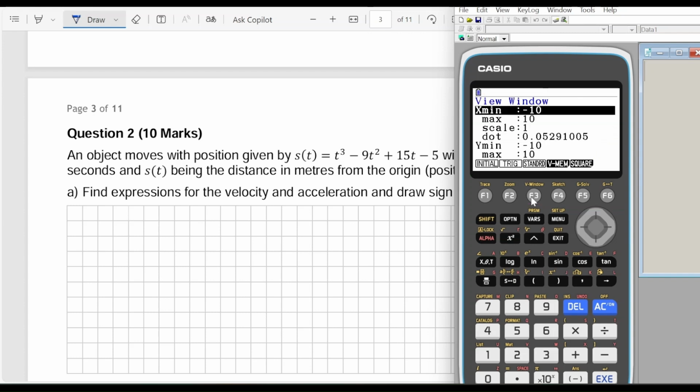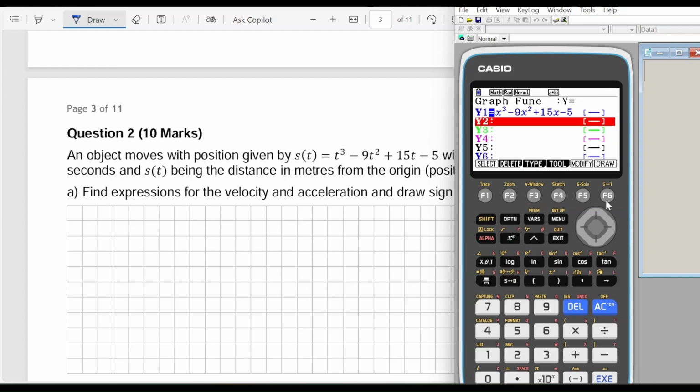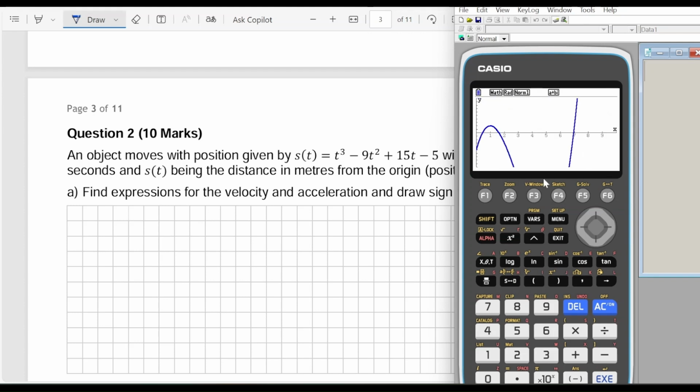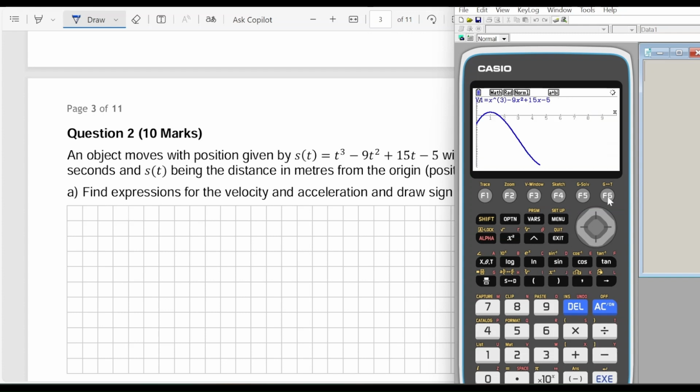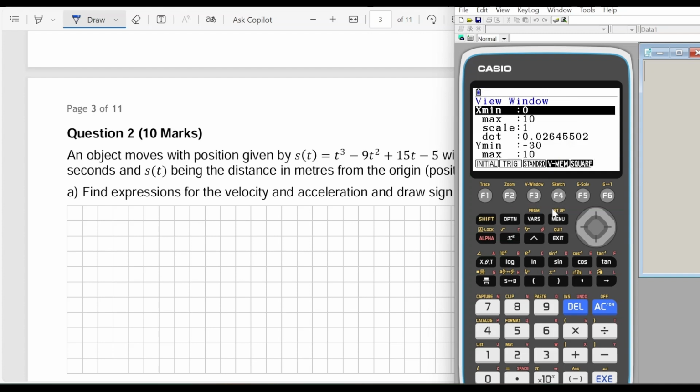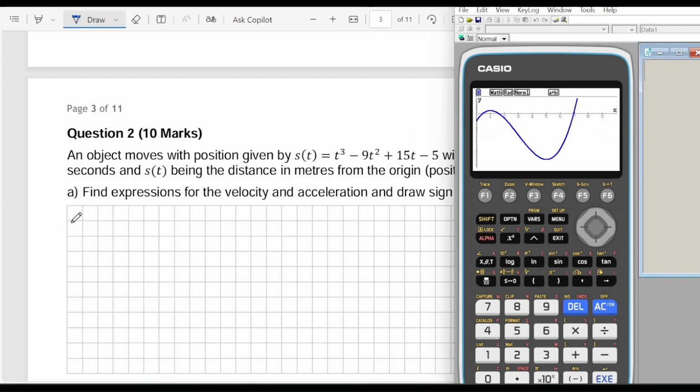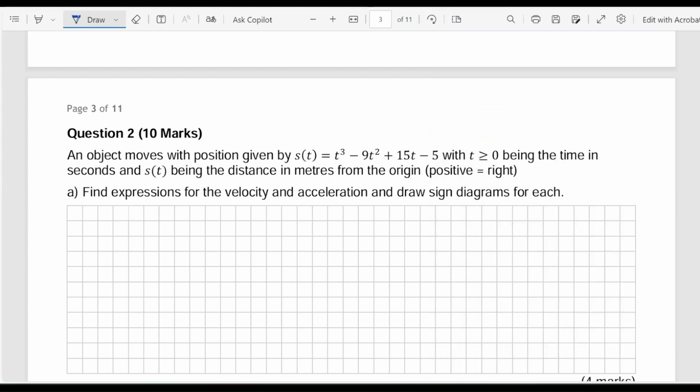Now, on my window, I do want to start at 0 for the x value. Always start at 0 for kinematics problems, very important. And I'm missing a bit of y down here, so minus 10 might not be low enough. Let's try minus 30 and we'll see how we go. That's a bit better. Just barely scraping the bottom of that, I might actually go minus 35, just for a really good view of this thing. There it is. Find expressions for velocity and acceleration, drawing sign diagrams of each.